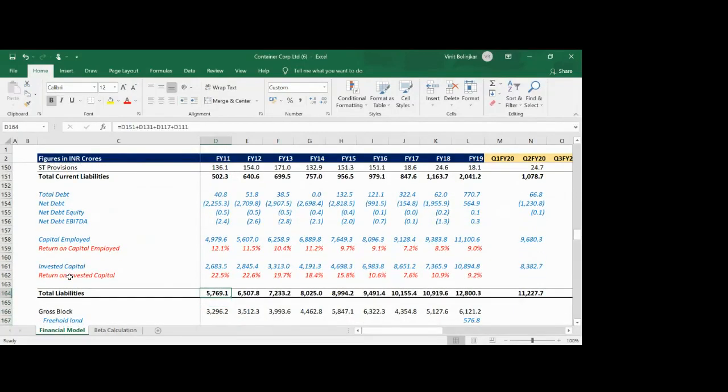So this is what I was telling you about total liabilities. It gives you the total liabilities that are there, right?